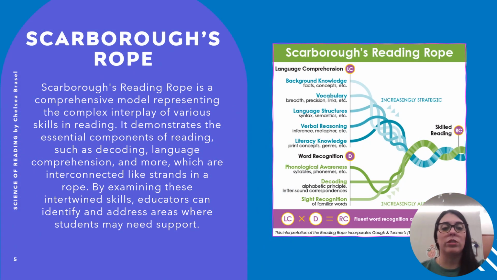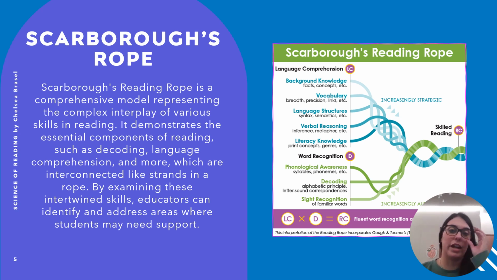So another model that is used in the science of reading is Scarborough's Rope model. It was developed by Hollis Scarborough. This model emphasizes 5 essential components of effective reading instruction. So it starts with phonological awareness, phonics, vocabulary development, fluency, and comprehension. These strands intertwine like a rope to support proficient reading skills, and each strand on the rope represents a different aspect necessary for successful reading acquisition.